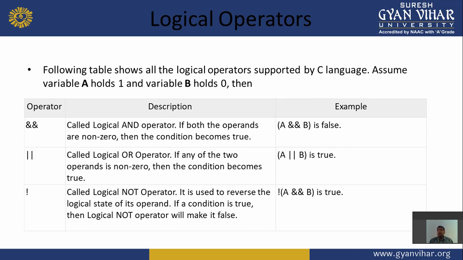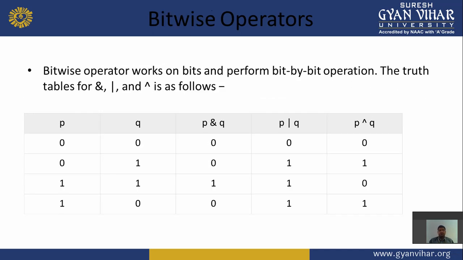And NOT reverses the result. If the result is true, then it converts into false. If the result is false, then it converts into true. Like if a condition is true, then you place the NOT on that condition, which means if the result is true, it converts into false, and if the result is false, it converts into true. They are used in other programs when we create operators.